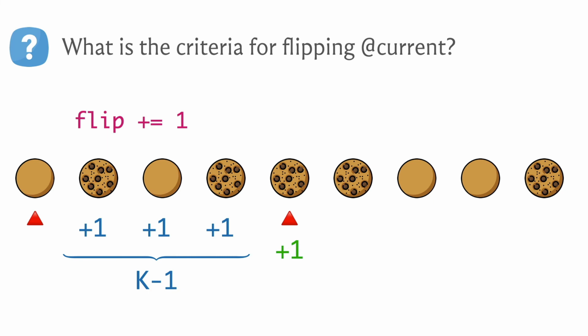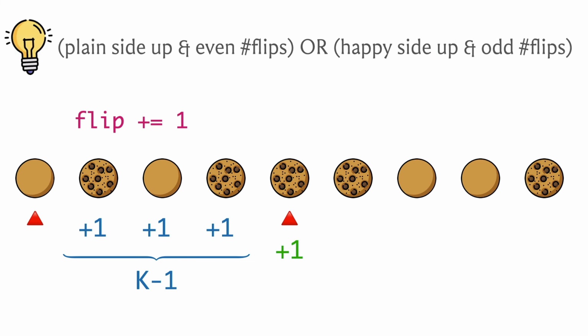Okay, so hopefully you had a chance to think about this. The criteria is actually fairly natural. If the cookie was plain side up in the original array and the number of flips that it has experienced is even, that means all these flips have cancelled out, then even at this stage, the cookie is still the wrong way up. So you do need to flip it.